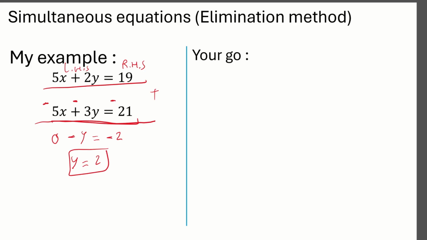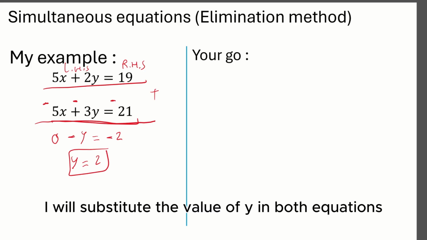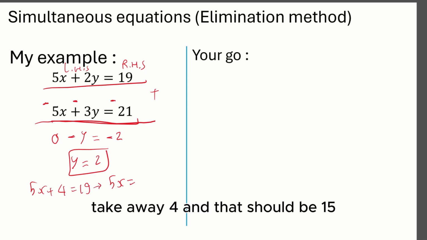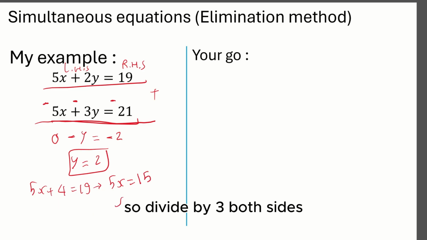Now, for the sake of explaining, I will substitute the value of y in both equations. So 5x plus 2 times 2, which is 4, equals 19. So 5x will be 19 take away 4, and that should be 15. So divide by 5, both sides. So x will be 3.